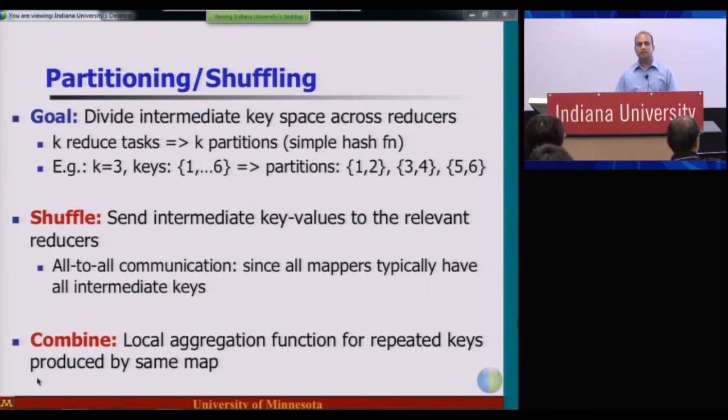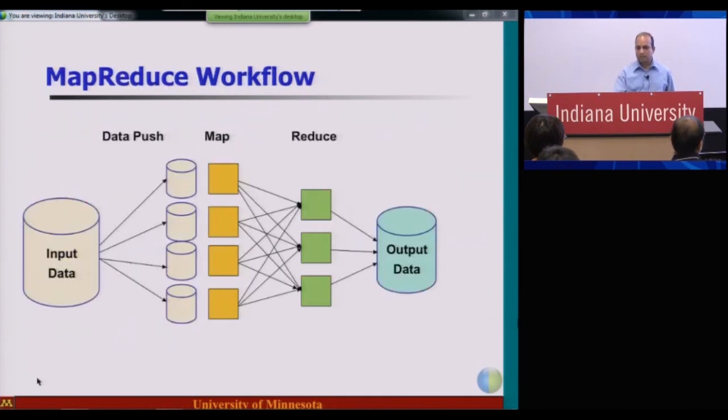So in essence, this boils down to an all-to-all communication between all the mapper machines and all the reducer machines, because the mapper can generate any set of intermediate keys. So part of the keys have to be sent to one reducer, part of the keys have to be sent to another reducer, and so on. If we go back to the diagram, that's what the diagram is depicting. From the mappers to the reducers, you have almost all-to-all communication.